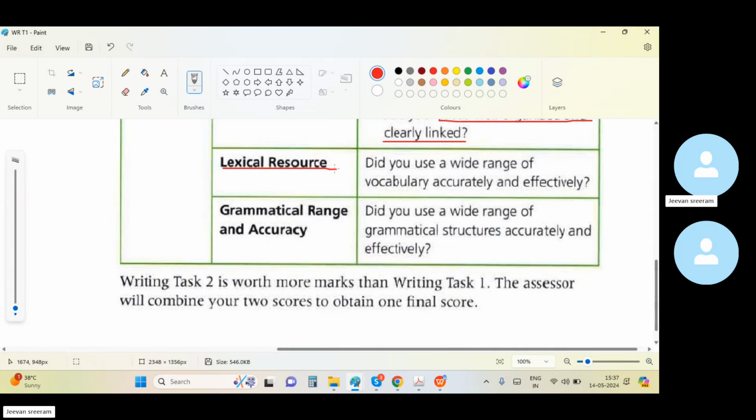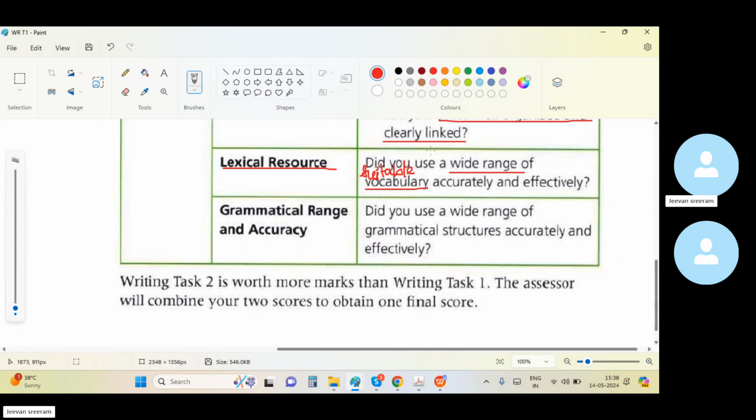Of course, writing task 2 is the correct venue to showcase all of your language skills with regard to lexical resource, complex vocabulary, high level vocabulary, advanced vocabulary. But suitable vocabulary actually matters in the case of writing task 1. Did you use a wide range of suitable vocabulary, accurately and effectively?